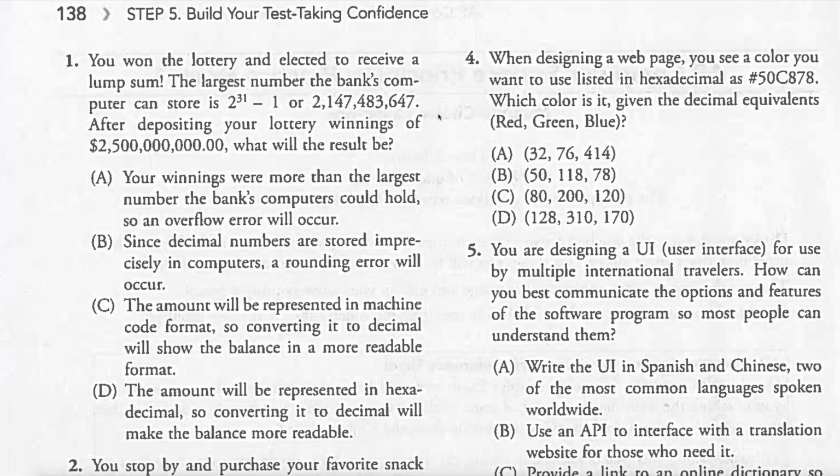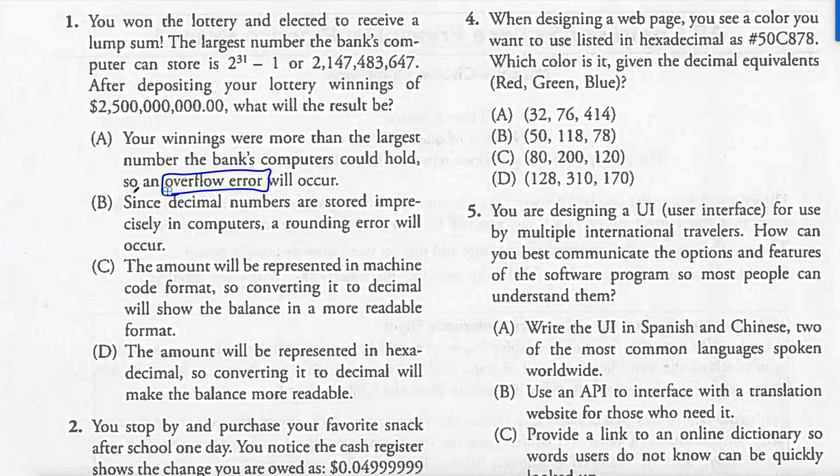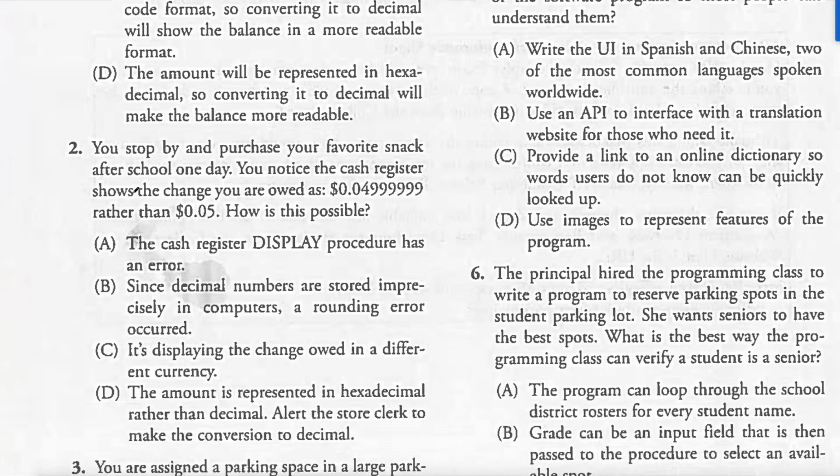So when you have this problem, it creates what they call an overflow error. For A, it says your winnings were more than the largest number that the bank's computer could hold, and therefore an overflow error will occur. It's really just this piece of vocabulary. When you're trying to put a number that's too big for a space, you get an overflow error. So that is the answer for number 1. You can go through the others, but overflow error is it.